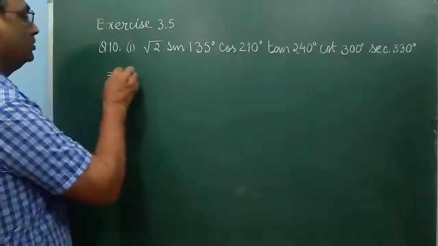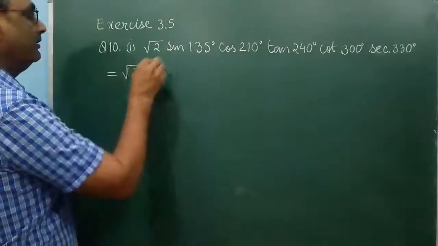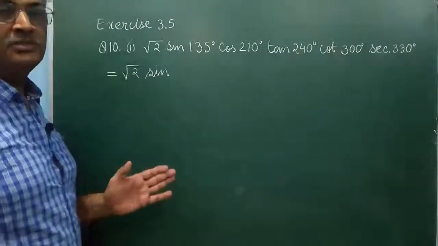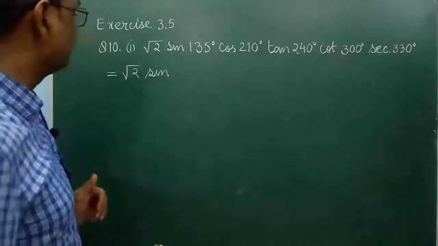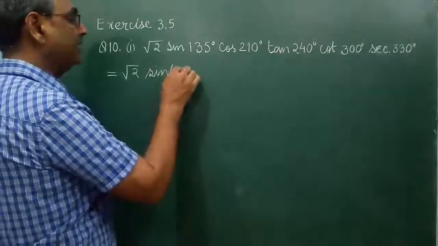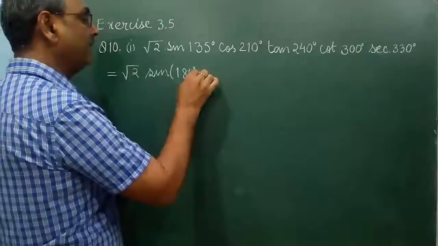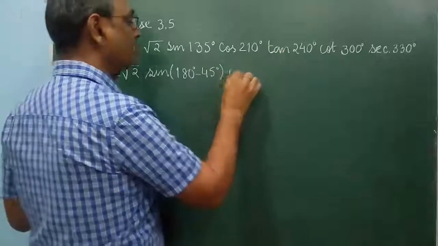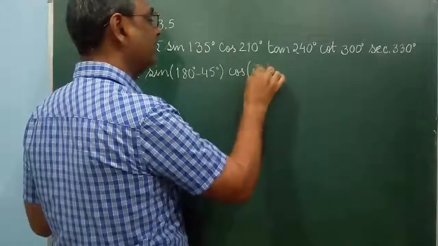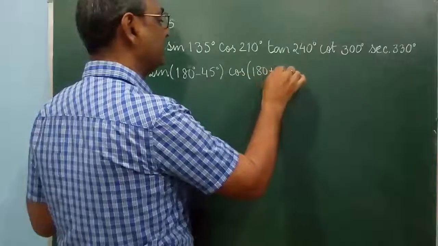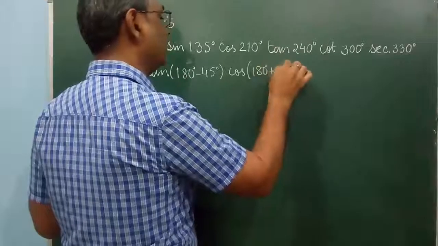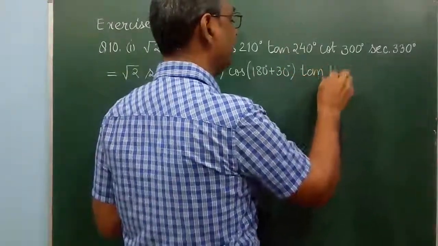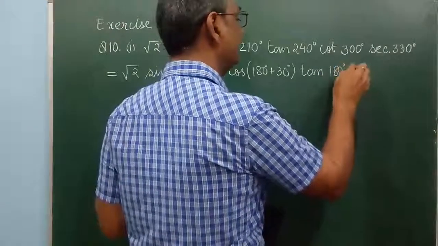So here this is root 2. Firstly we have to bring all the angles in between 0 to 90 degree. So sine 135 we will write as 180 minus 45. Cos 210 we have to write as 180 plus 30. Then tan 240 is tan 180 plus 60.